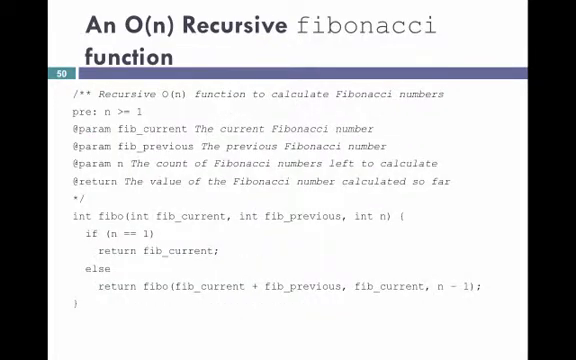So here's an order n recursive Fibonacci function. The function takes 3 parameters. Fib current is the current Fibonacci number, fib previous is the previous Fibonacci number, and then n is the count of Fibonacci numbers left to calculate. And we'll return the value of the Fibonacci number calculated so far.